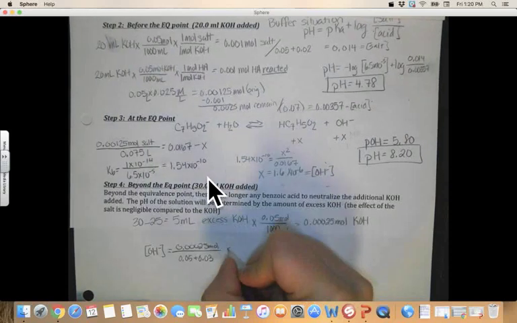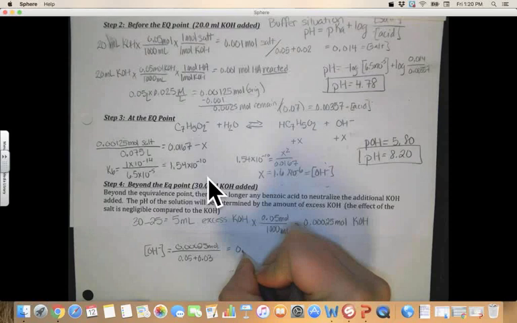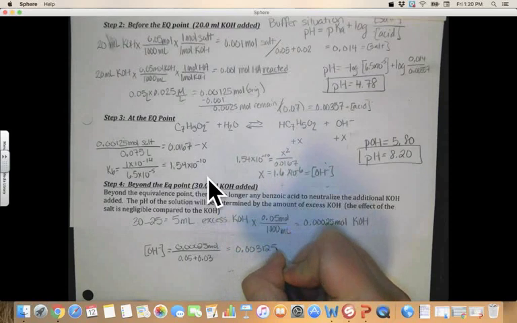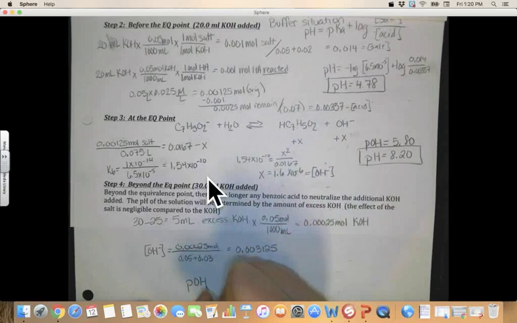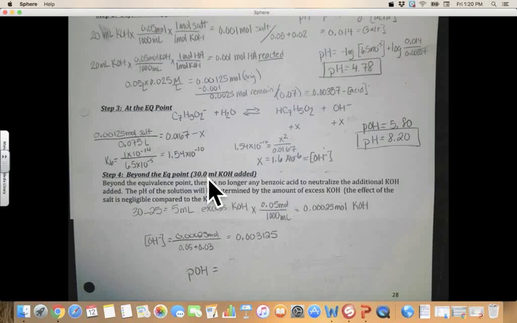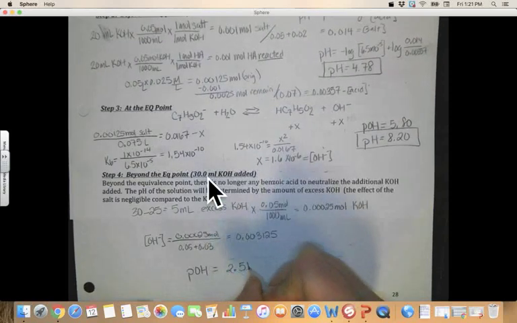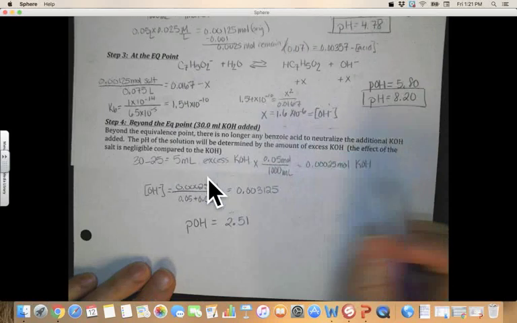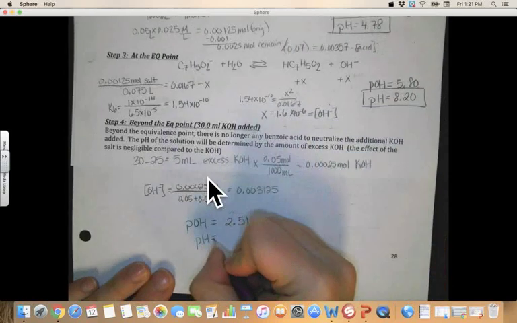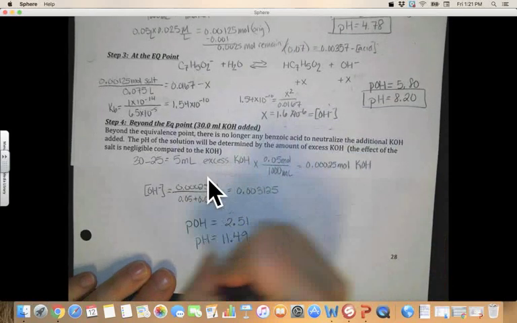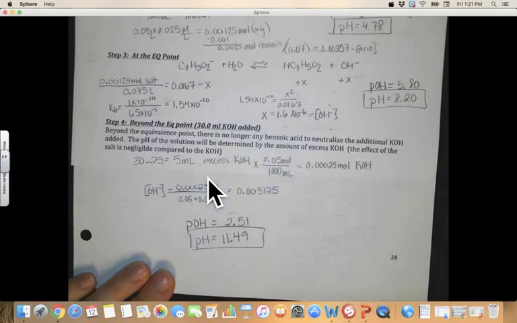And this gives me a hydroxide concentration of 0.003125, which means if I take the negative log of that, I get my pOH of 2.51. Subtract that from 14, and a pH of 11.49. And there you have it.